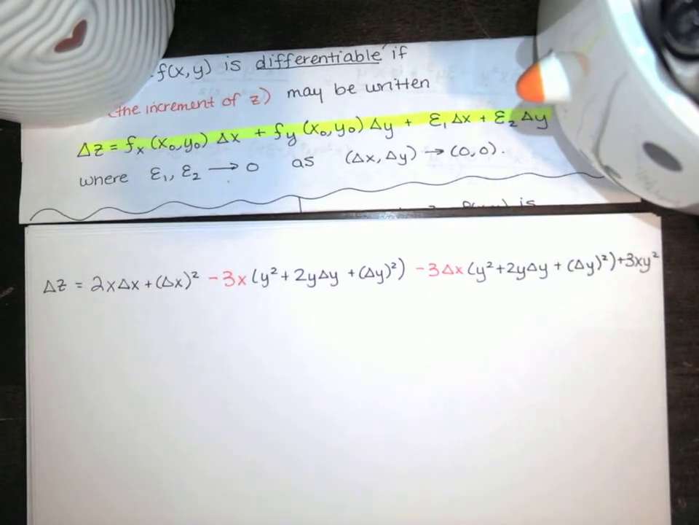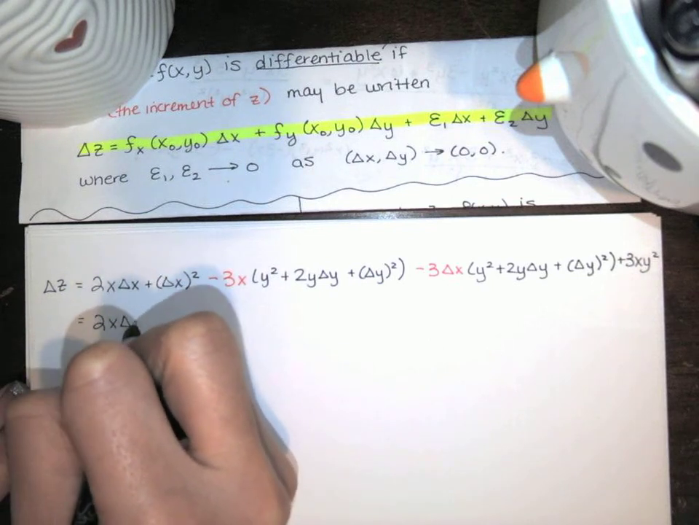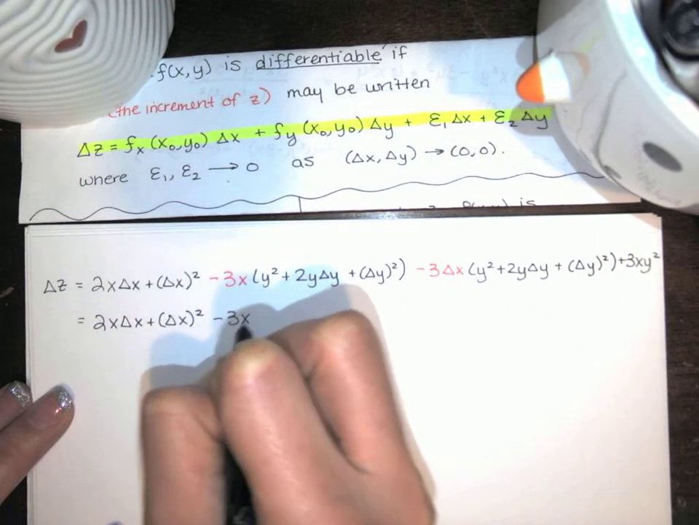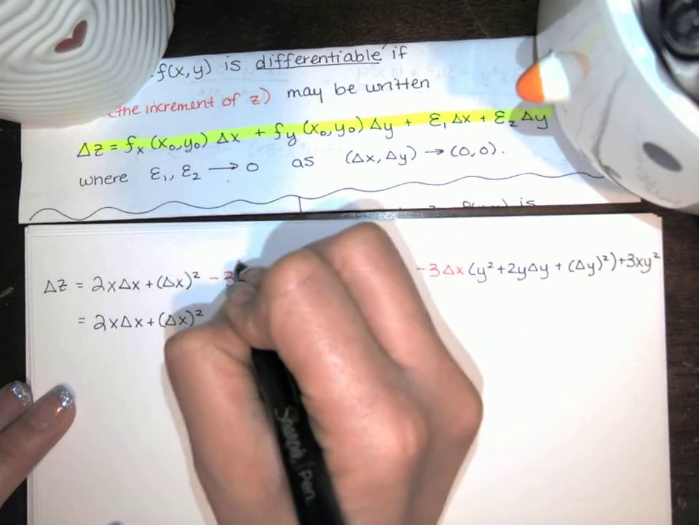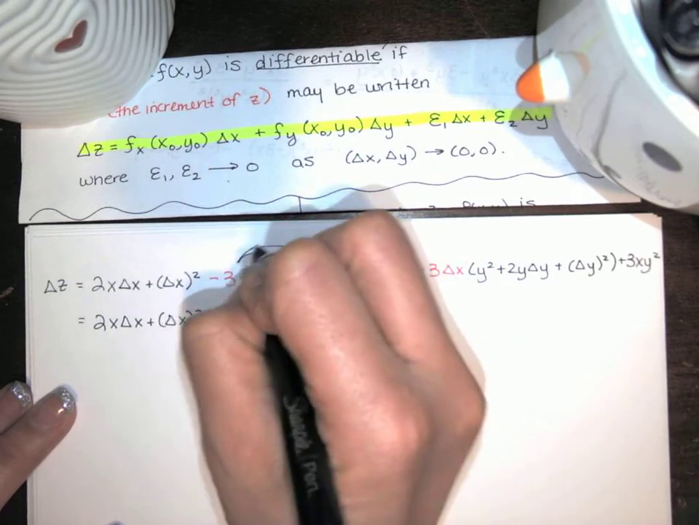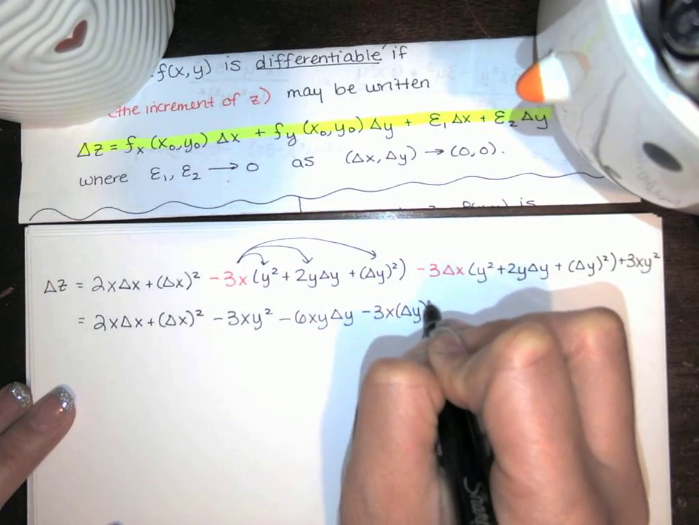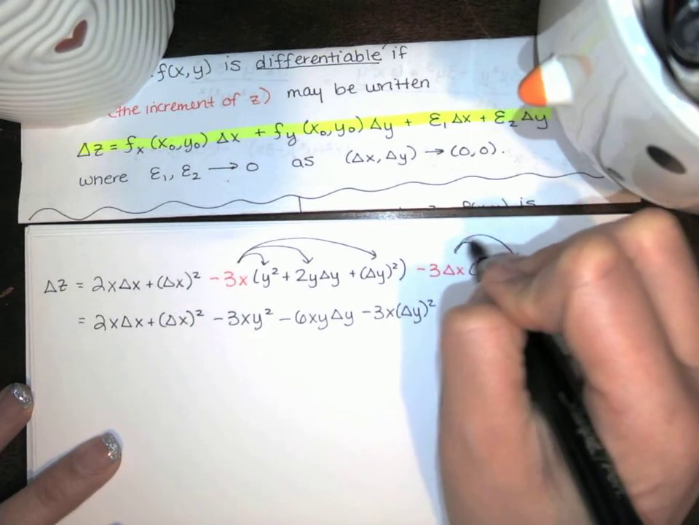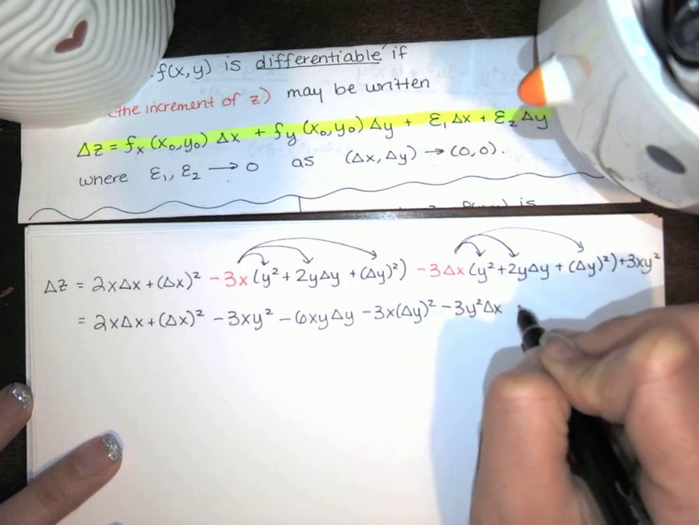So, more algebra. Let's distribute the negative 3x. So negative 3x times that is that. Negative 3x times that is this. Negative 3x times this. Same thing here, but the negative 3 times delta x. I want to put the delta x at the end.